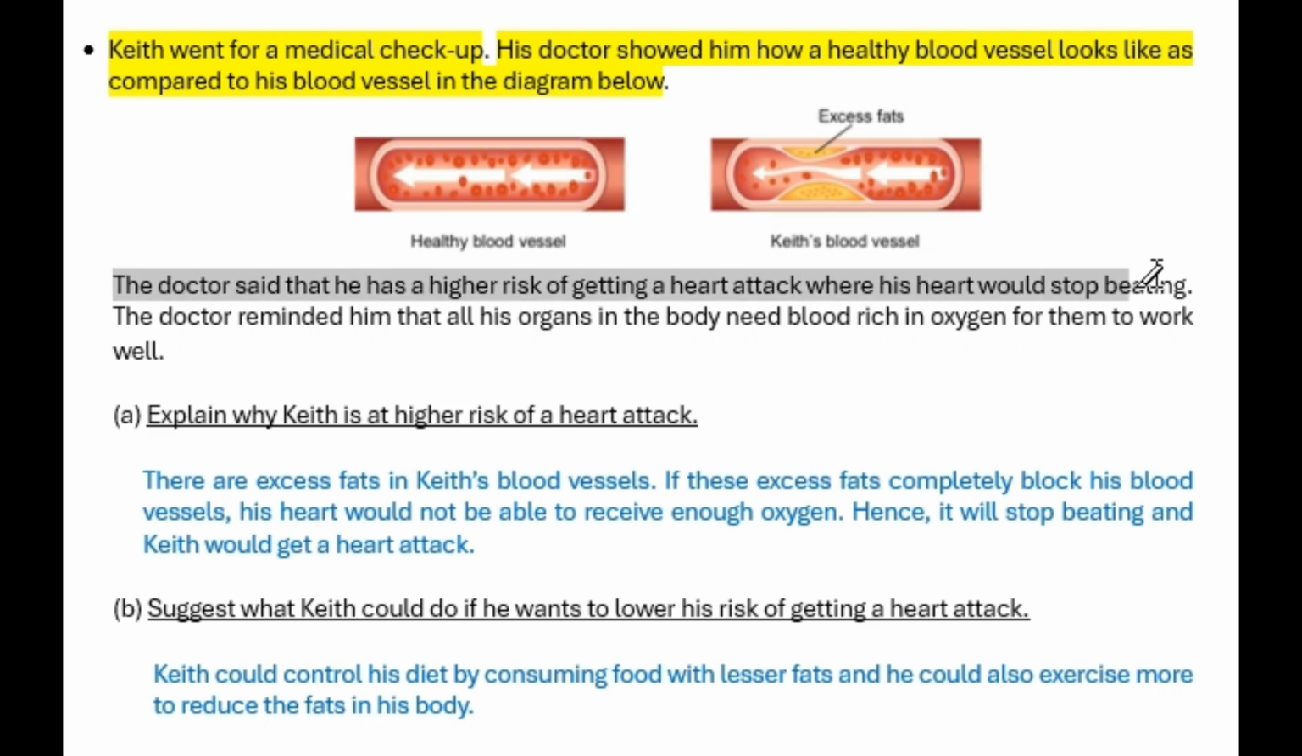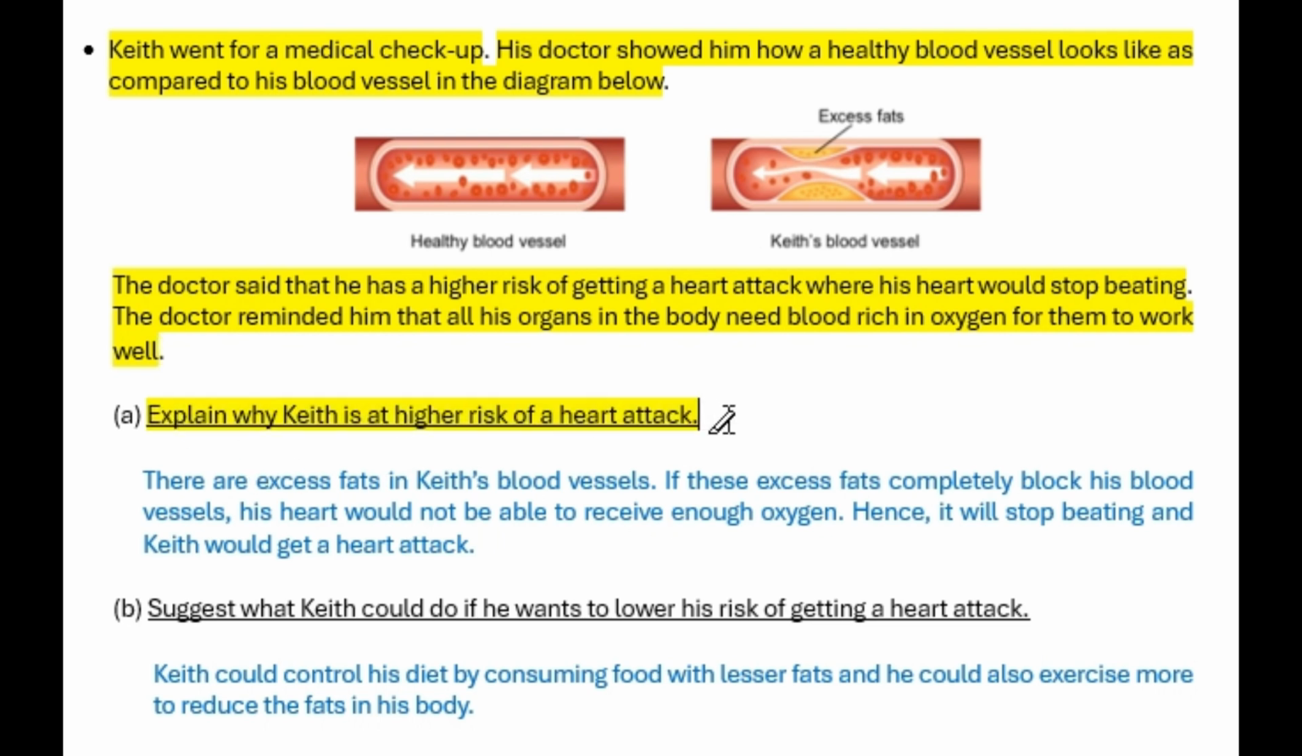The doctor said that he has a higher risk of getting a heart attack where his heart would stop beating. The doctor reminded him that all his organs in the body need blood rich in oxygen for them to work well.